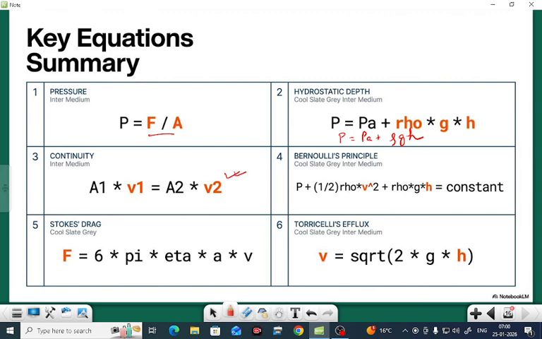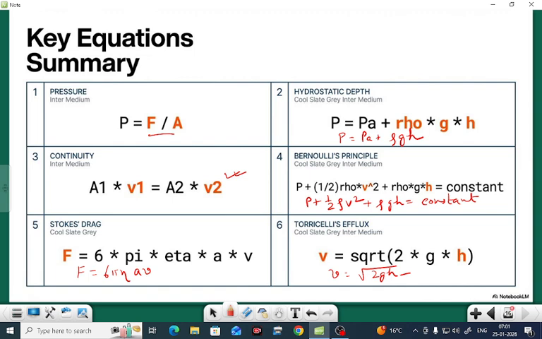Bernoulli's principle: P plus half rho V square plus rho g h is equal to constant. P is the pressure, and the sum of pressure, kinetic energy per unit volume, and potential energy per unit volume is equal to constant. Stokes drag: F is equal to 6 pi eta a into V. And Torricelli's efflux speed: V is equal to the square root of 2gh.